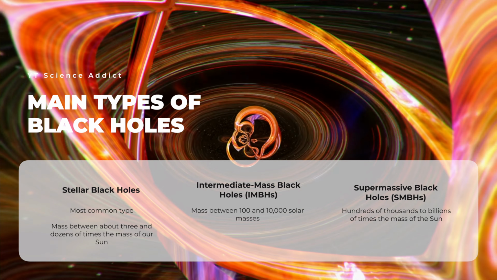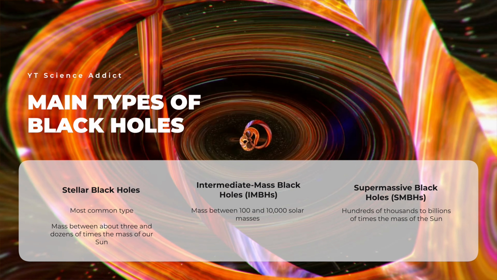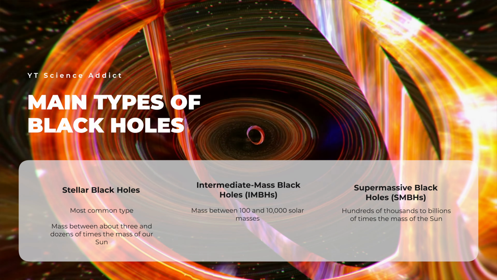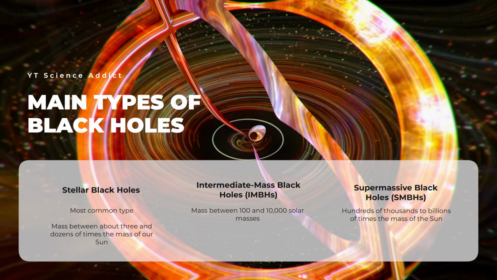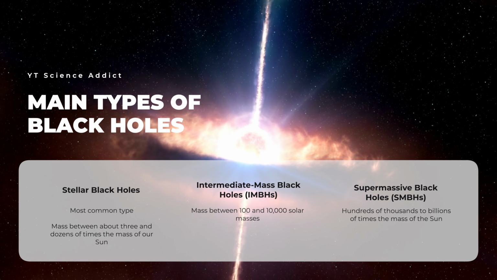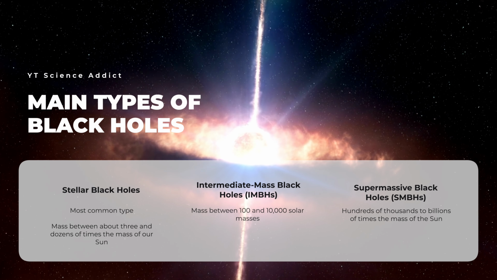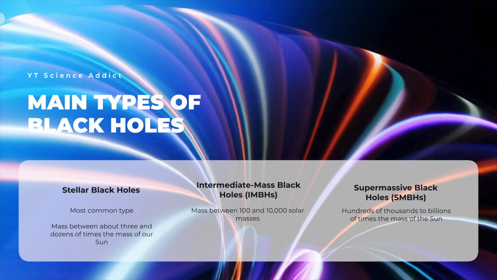Intermediate mass black holes. These black holes are less well understood and their existence is still a topic of ongoing research. They're thought to have masses between 100 and 10,000 solar masses. Supermassive black holes. These are the largest type of black holes, with masses ranging from hundreds of thousands to billions of times the mass of the Sun.